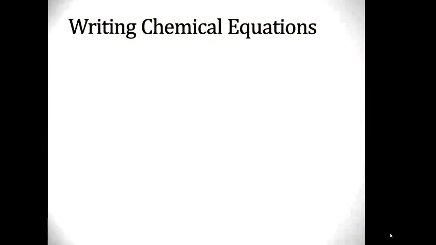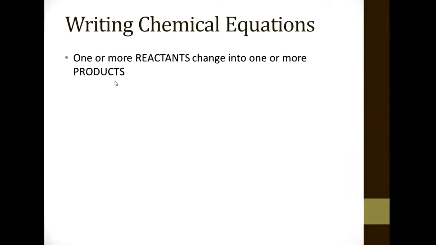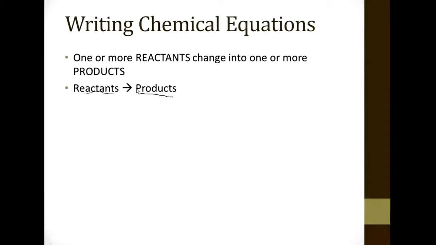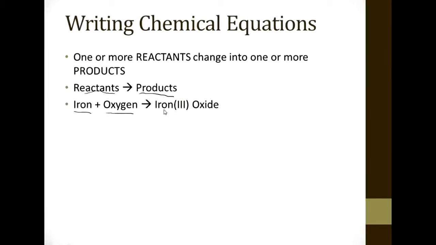So far we've done a lot of writing chemical formulas, and now we're actually ready to get into writing chemical equations. A chemical equation deals with one or more reactants changing into one or more products, and it's written with the reactants on the left side and the products on the right. For example, if iron and oxygen combine to make iron oxide, right here we have our reactants, which are iron and oxygen, and the product, in this case a singular product, iron oxide.